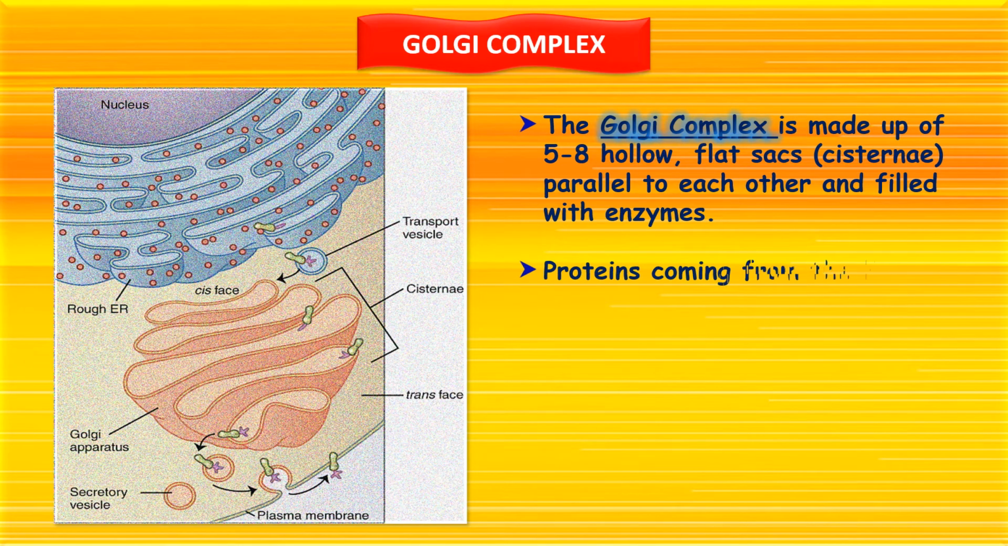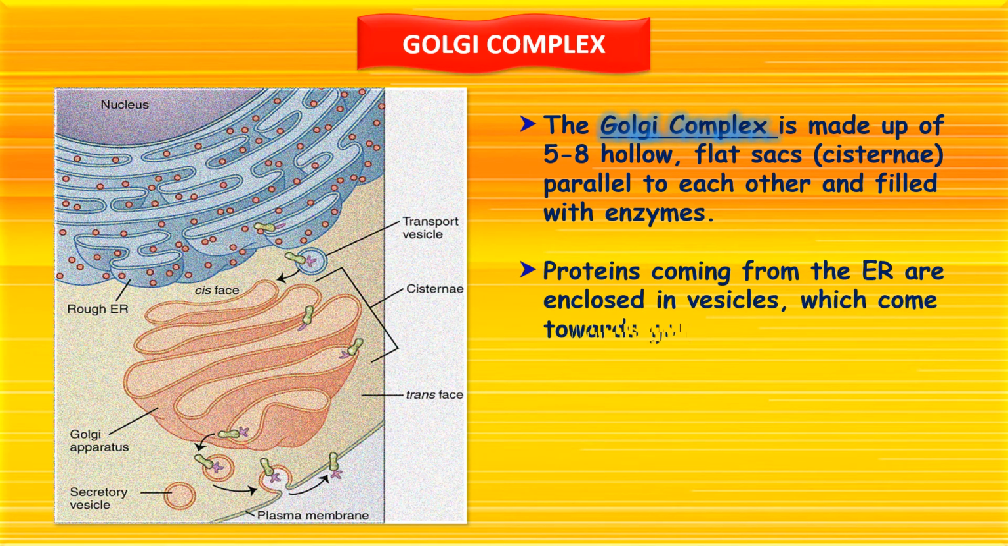Now, proteins coming from the ER. This is the ER which we just learned about. The protein comes like this in vesicles. They come towards the Golgi complex via the cytoplasm. The proteins are packaged in vesicles and they come towards the Golgi complex.